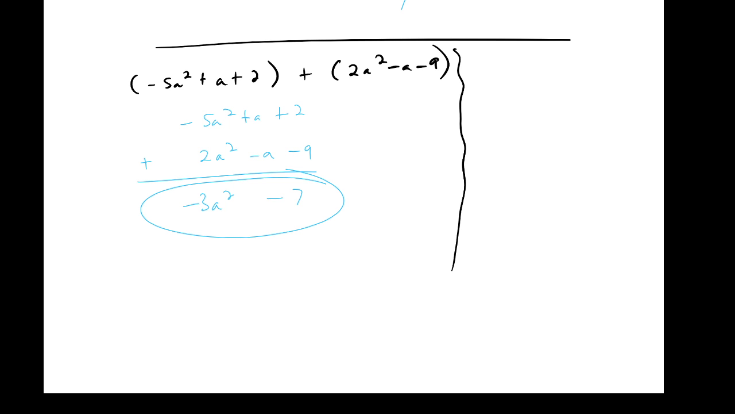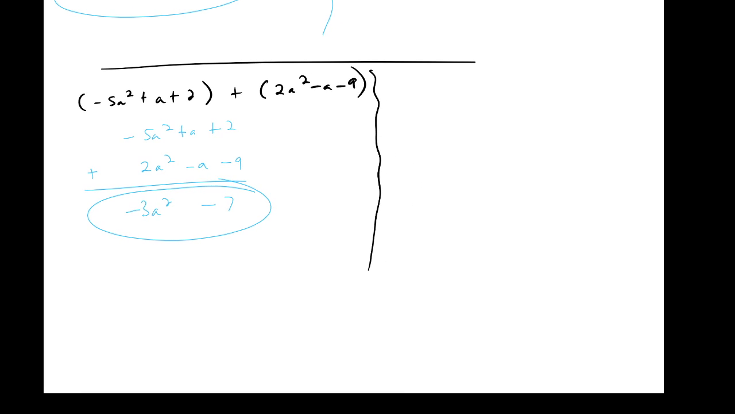A minus a, I don't need to write 0, it's just implied. Or, if I had done it horizontally rather than vertically, negative 5a squared plus a plus 2, plus 2a squared minus a minus 9. Again, drop the parentheses. That positive does not affect any of the terms inside the parentheses for 2a squared minus a minus 9, that trinomial. Combine.